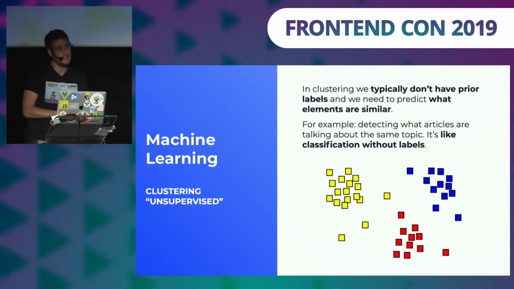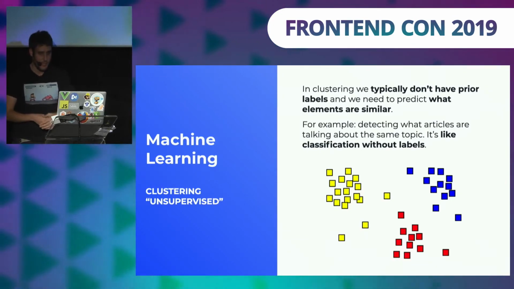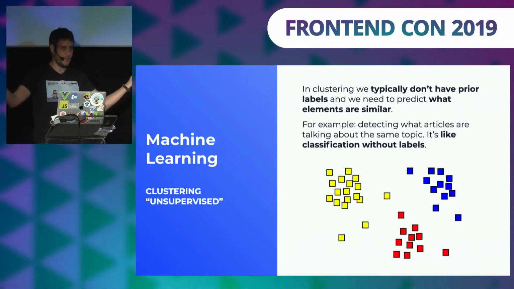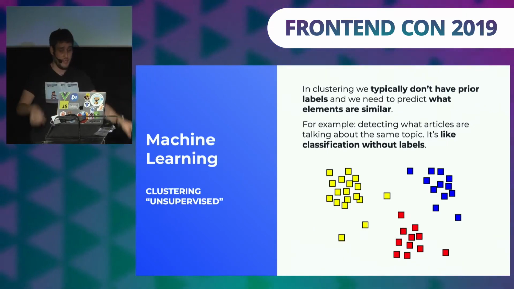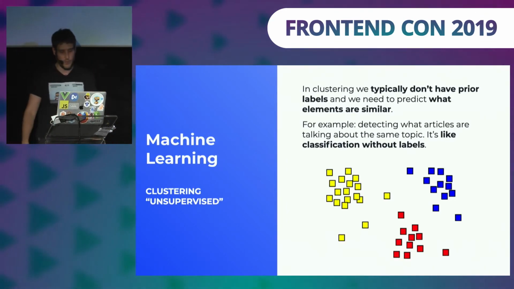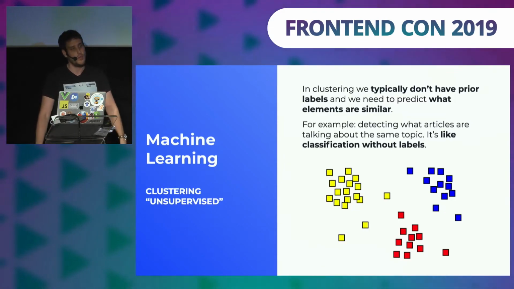Now, the other kind of learning that is pretty useful is called clustering. Now, in clustering, we don't have the results, we just want to find similar things. So, for example, we have articles, and we want to classify them, like we want to cluster them, into subjects.